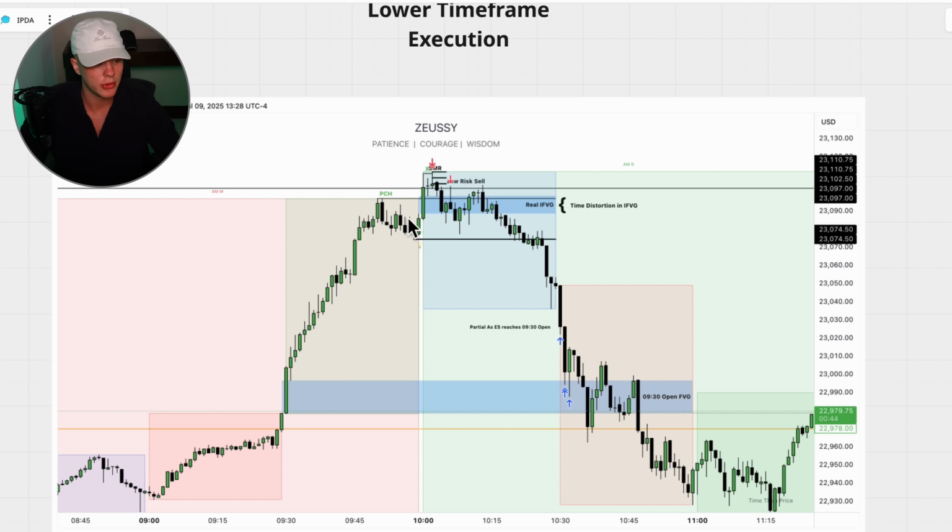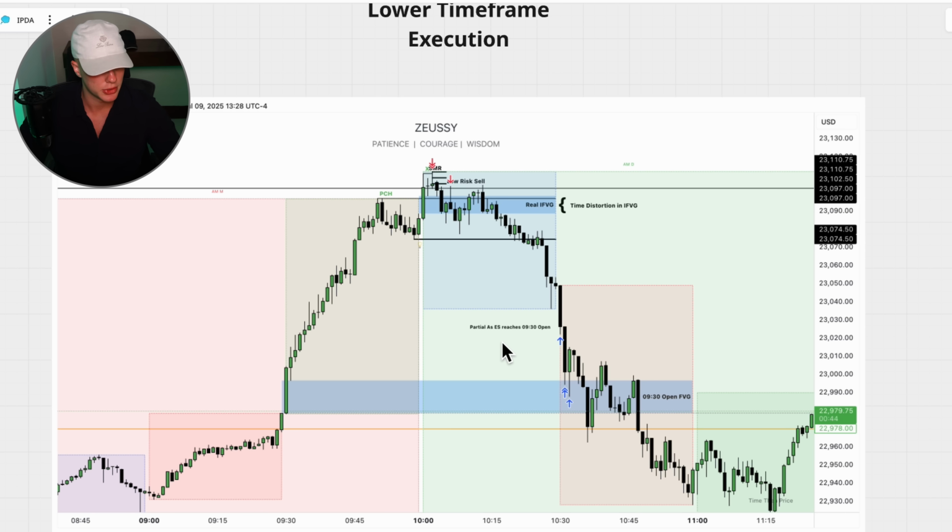When 10 to 10:30 then shows the signs of forming a swing high, as it did right here, then it signals to us that from the next 30-minute cycle, 10:30 to 11, we're likely going to distribute towards the downside. Notice that the market repriced towards the downside and ES reached its 9:30 open whilst Nasdaq didn't.